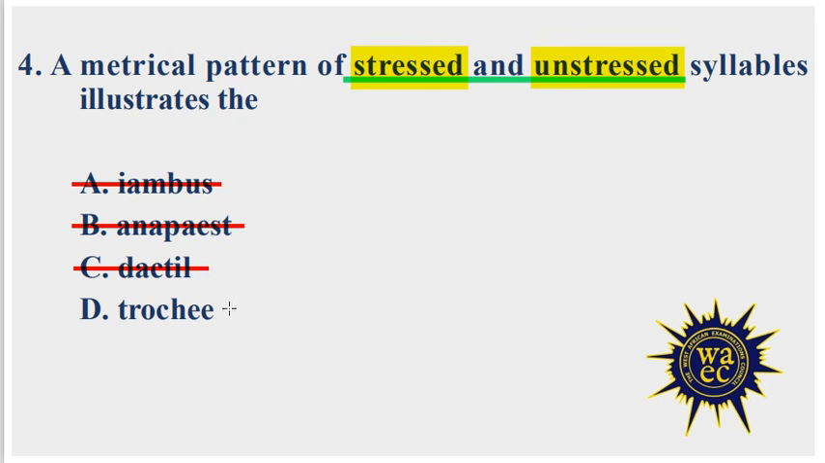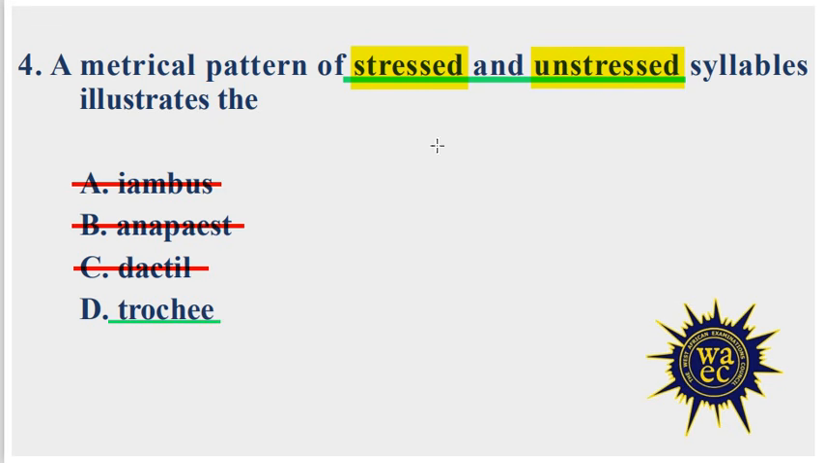Let's come to option D, Trochee. Trochee has a stressed syllable followed by an unstressed syllable. Can you see? So the correct option is Trochee. Trochee has a stressed syllable coming first, followed by an unstressed syllable.